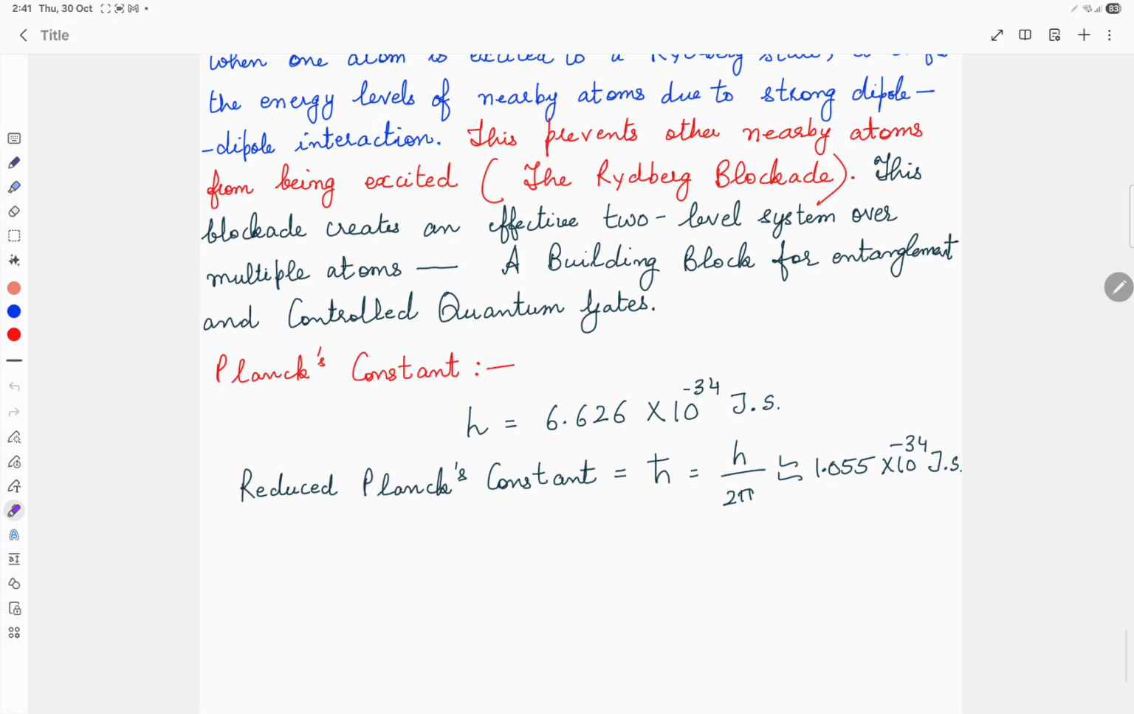And this is just the definition. In the end, I'm just giving the definition of the reduced Planck's constant.